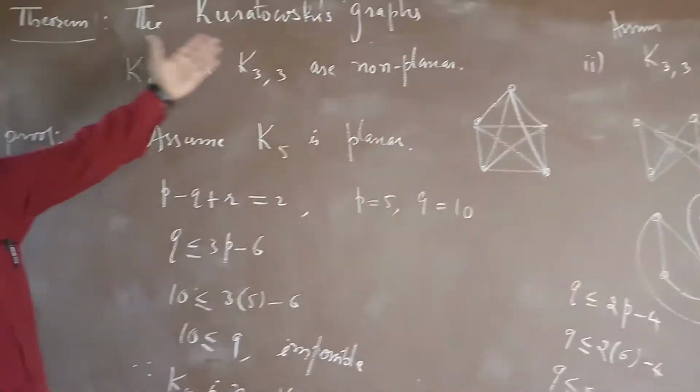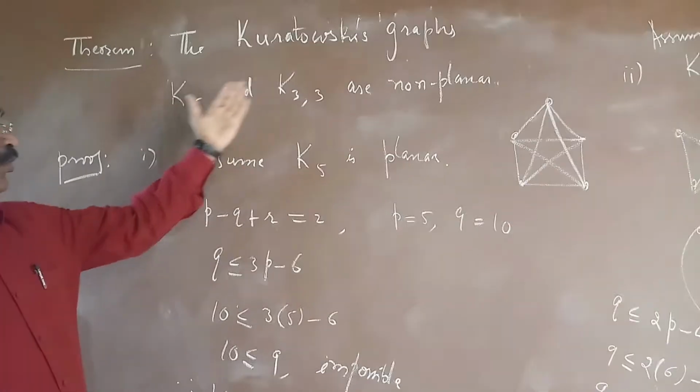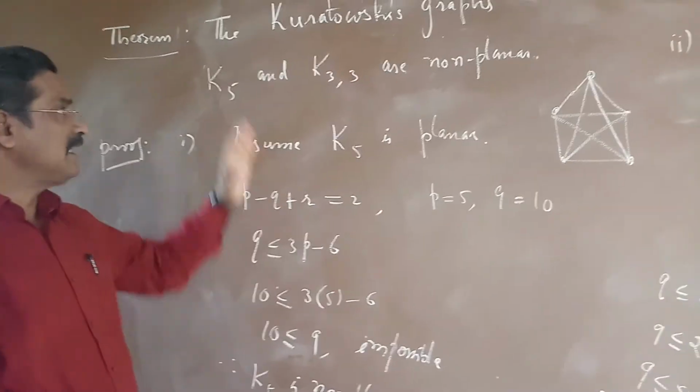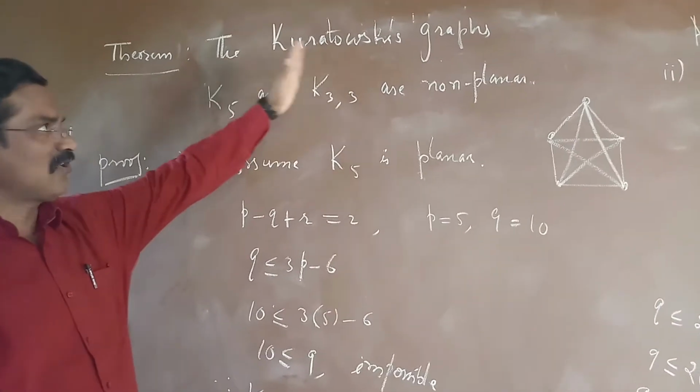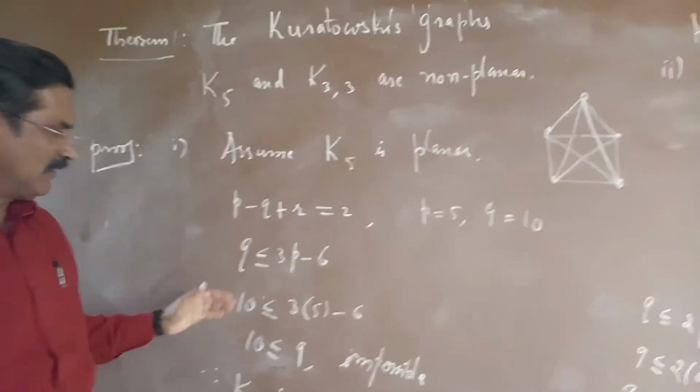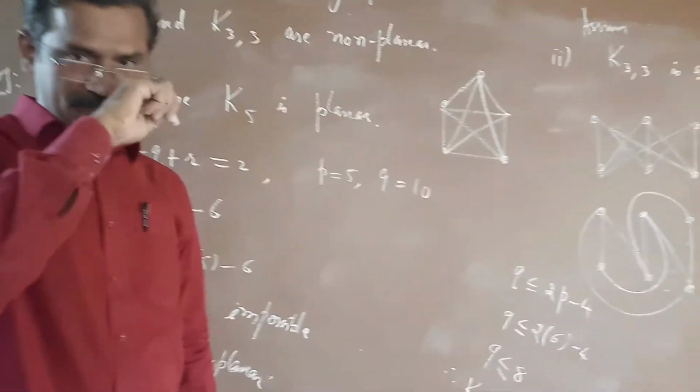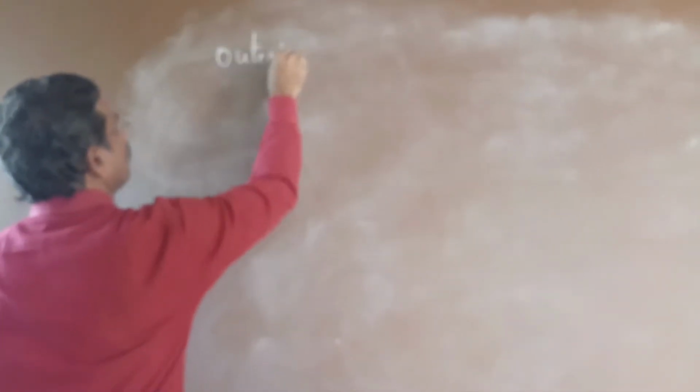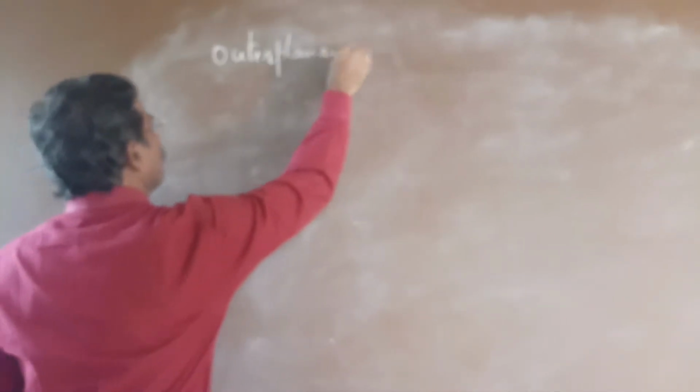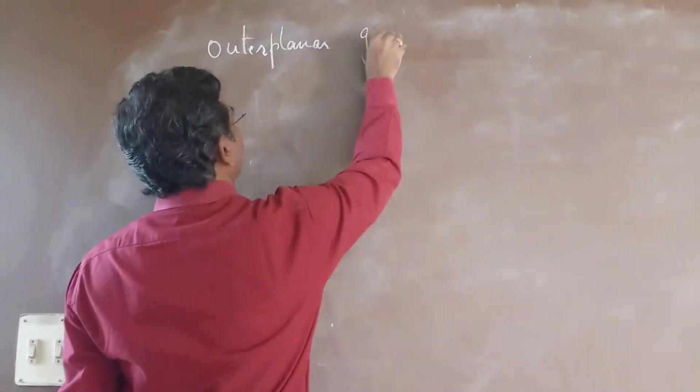So these are the two non-planar graphs, the least non-planar graphs, called Kuratowski's graphs, and we have proved these two are non-planar. Just another concept of planar graphs called outer planar graph.